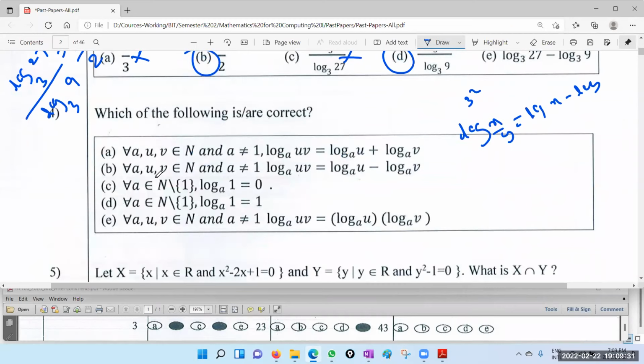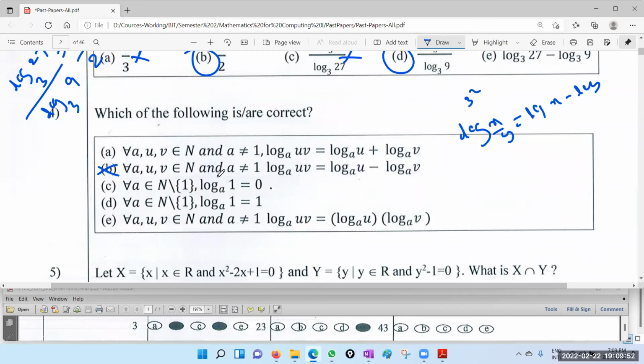Question 4. Which of the following is/are correct? I think this question is there almost every year or almost every other year. So log a uv can be written as log a u plus log a v. Log a uv can't be written as log a u minus log a v. Therefore, this is wrong.